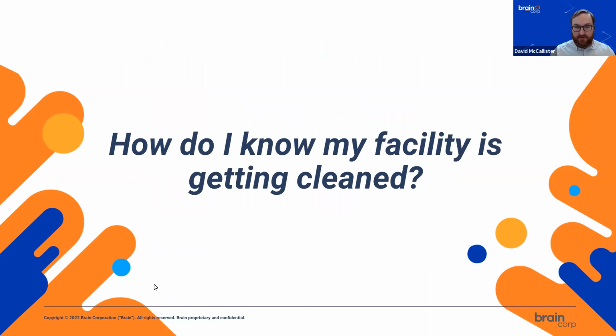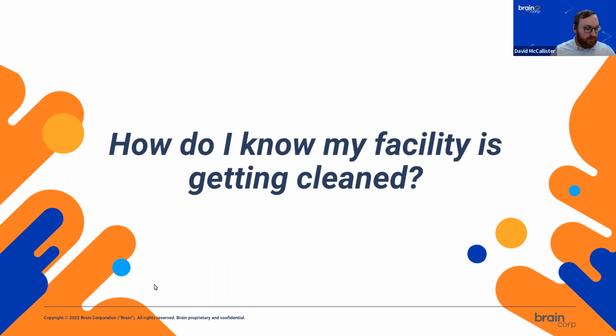So a core question that we can answer with a Brain robot is, how do I know my facility is getting cleaned? Proof of clean, right? This is a key question. Normally, you either need someone to directly observe this for you, like a manager or oversight, or you have to have some sort of manual tracking. This is automated and fairly foolproof.